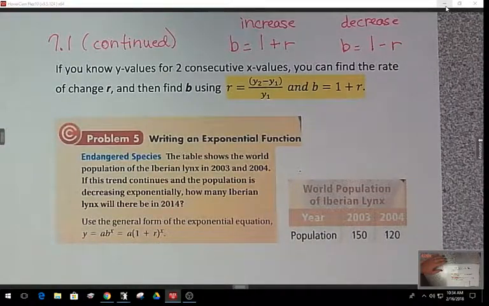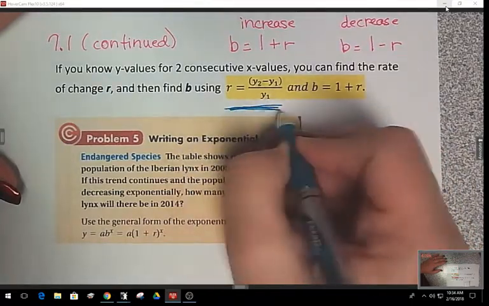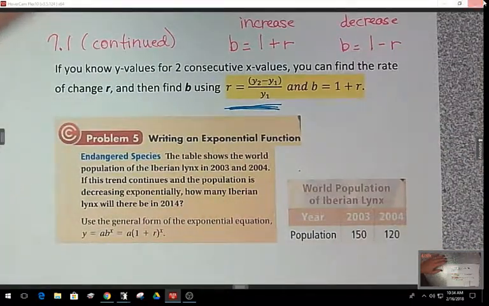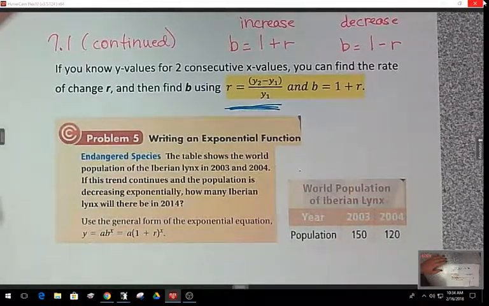Well, here today we're going to learn a new formula because sometimes they don't tell you what the rate is. They just give you some information and you have to figure out the rate. So here is our formula for finding the rate. Looks kind of like slope, at least on the top half. The bottom's a little bit different. Okay, and it's not slope because it's not a linear function. So r is equal to y sub 2 minus y sub 1 over y sub 1.